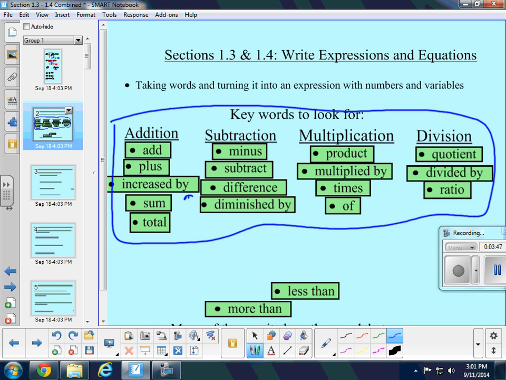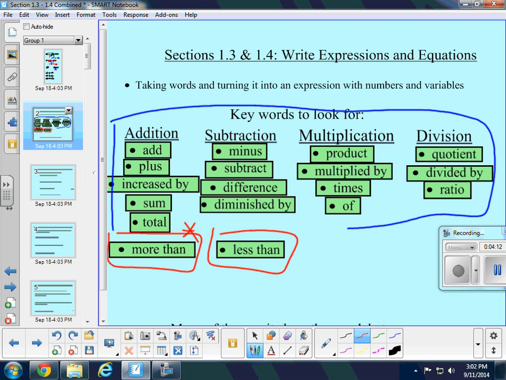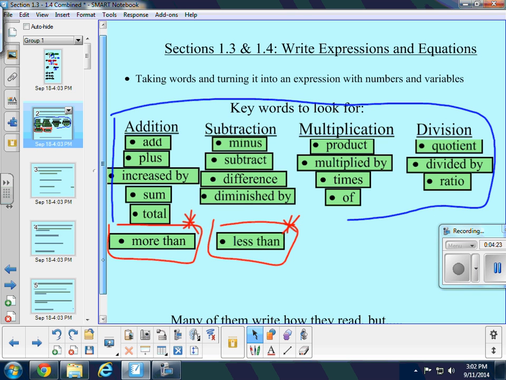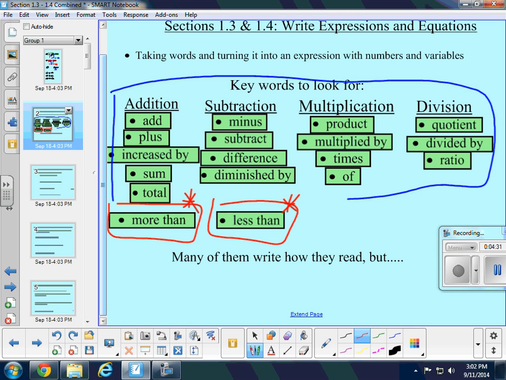But you should somehow make a note around these, a star. And I'll kind of show that on pages coming up here, but I can even make a little example down here. Many of them write just how they read, but I think I'll make a little example. I'll even do one right now of what happens with more than in a problem.